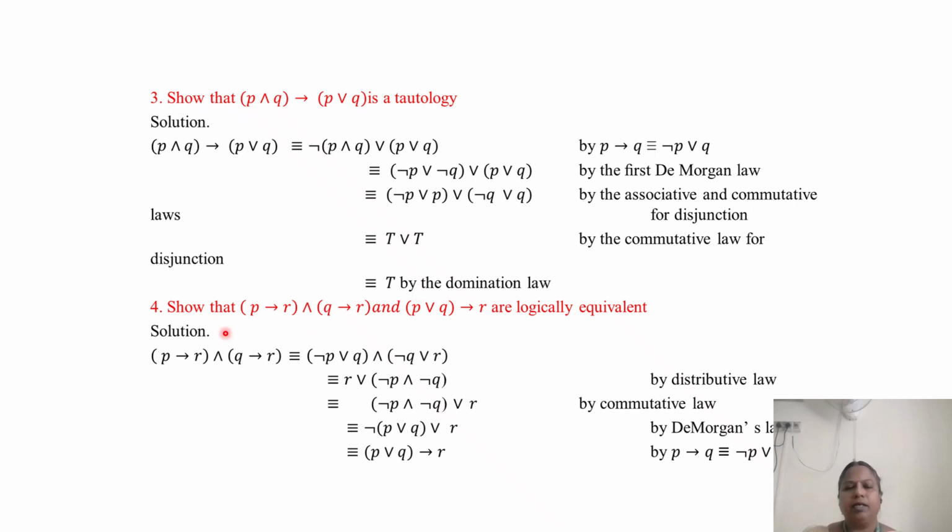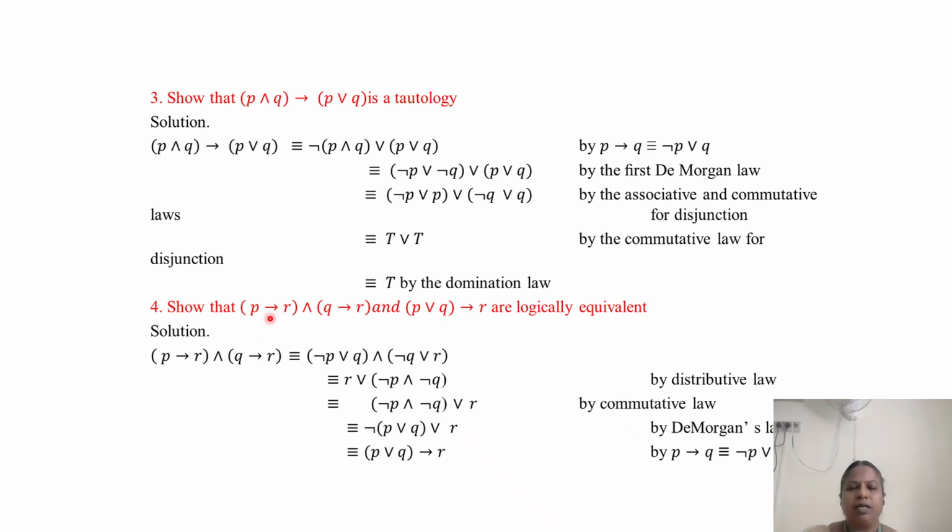Next, we take that (P → R) ∧ (Q → R) and (P ∨ Q) → R are logically equivalent. So here also we take the left hand side and try to arrive at the right hand side using a sequence of logical equivalence formulas.